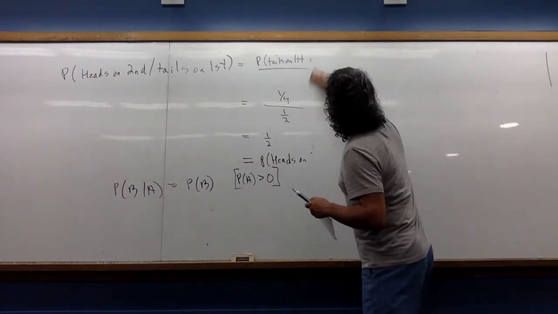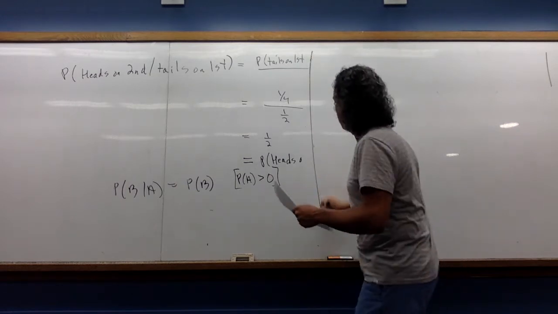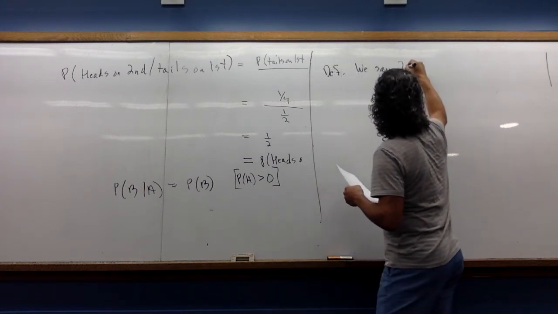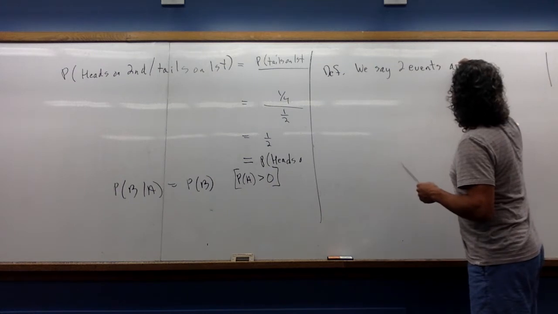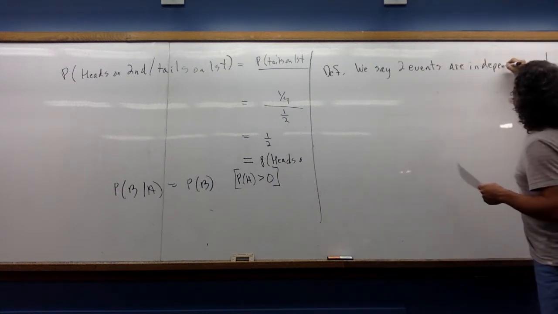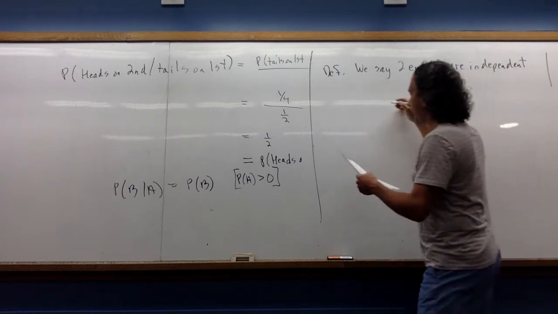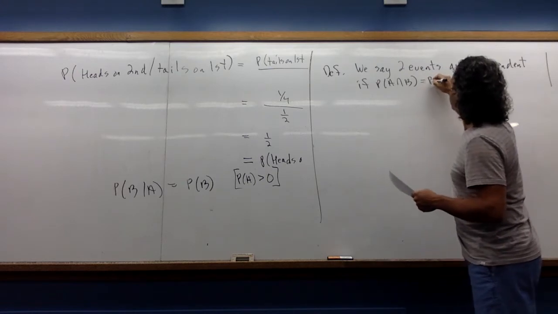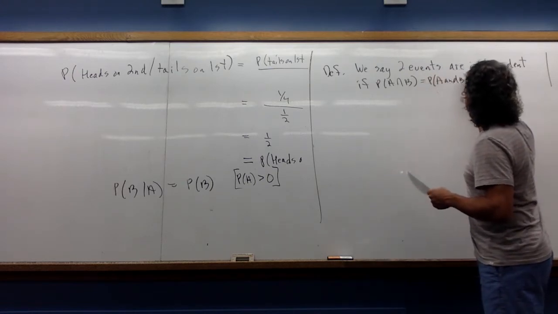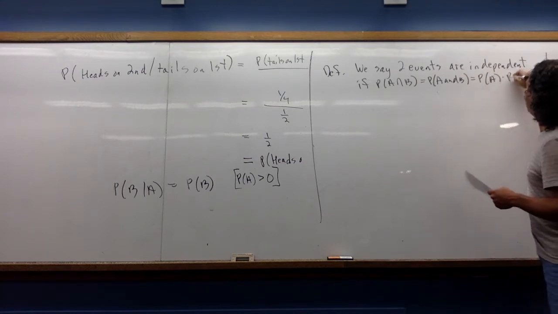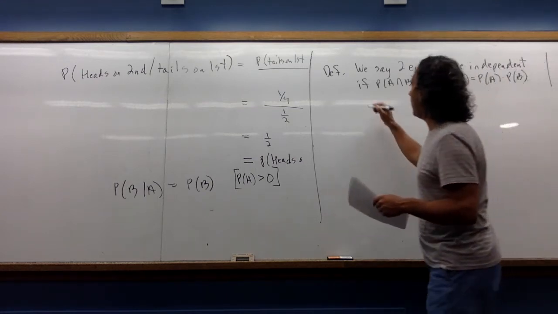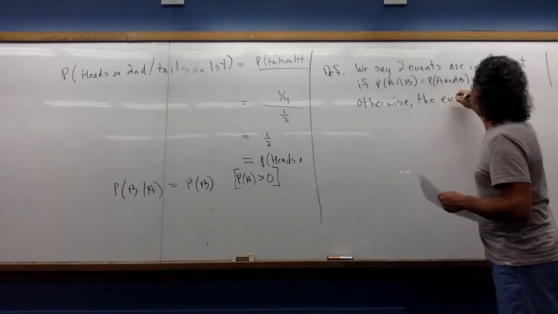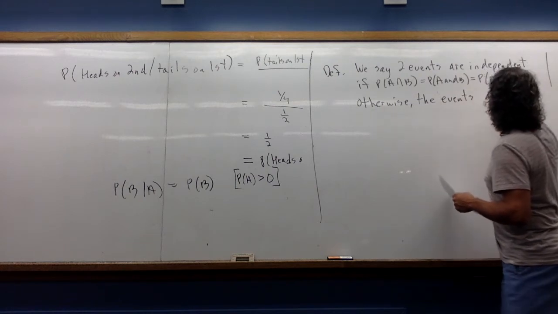I'm going to keep a little bit on the board, so I'm just going to erase to here. So here's the definition. We say 2 events are independent if the probability of A and B is the probability of A times the probability of B. Otherwise, the events are dependent.